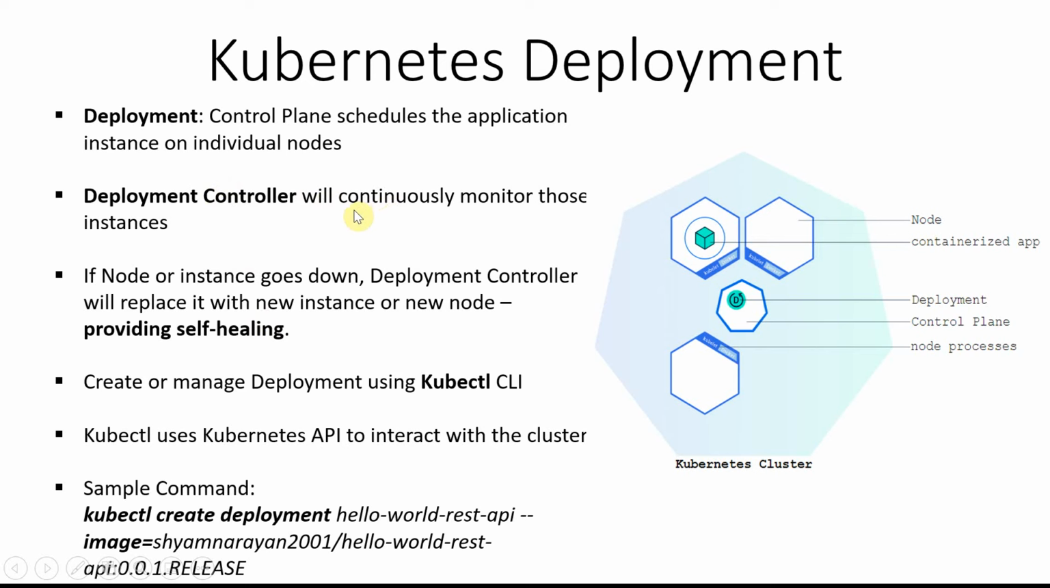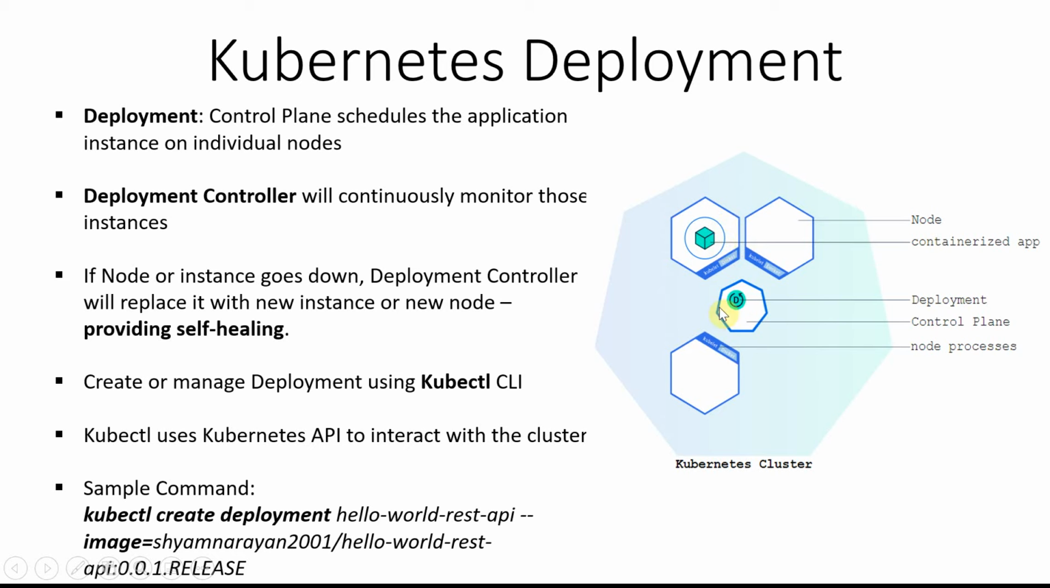Okay, so the deployment, again, there's a lot of terminology within Kubernetes. I'm just making you familiar. The deployment controller is something which will continuously monitor the instances and check whether something is down or not running for whatever reason. You give the instruction to the master, and the master will deploy that instance into the node. Behind the scenes, the deployment controller also starts monitoring it. So it's like a helper to the master.